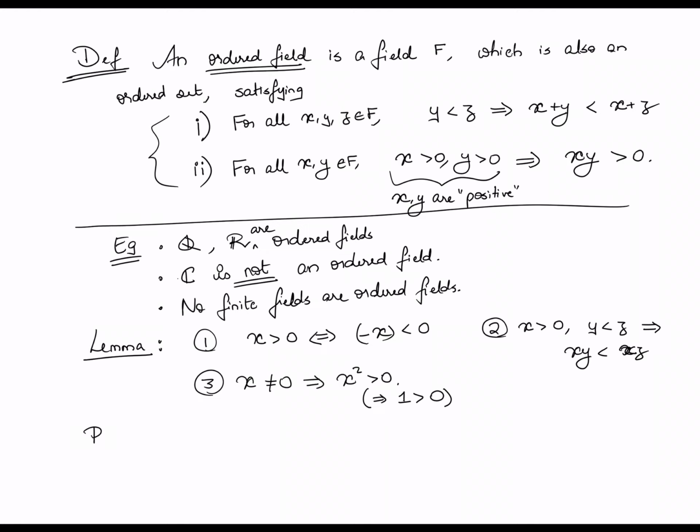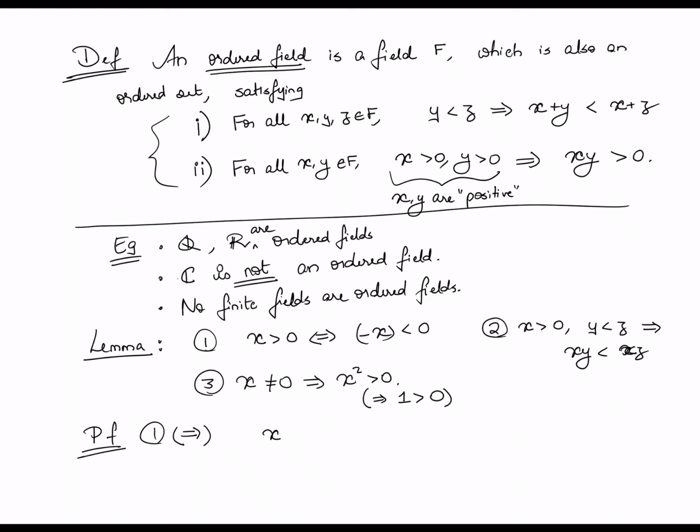Now let's go through a quick proof. As I said, these proofs are largely one to two lines, so they are fairly straightforward. Let's look at the proof of statement 1: x greater than 0 is equivalent to minus x less than 0. This is an if and only if statement. I'll just prove one side and leave the other side as an exercise to you.